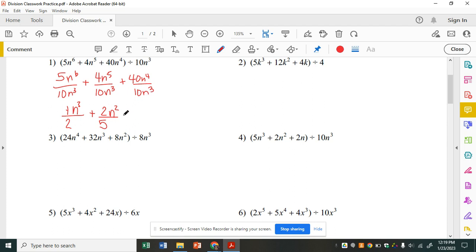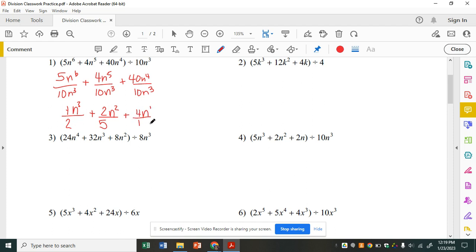And now with this last one, 40 divided by 10, right? 40 and 10 are both divisible by 10. 40 divided by 10 is 4. 10 divided by 10 is 1. And then I subtract my exponents. I get n to the 4th over n cubed. That would give me n to the 1st. There's more n's up top, so you can put the n up top if you wanted to. Again, you can put your exponent of 1.